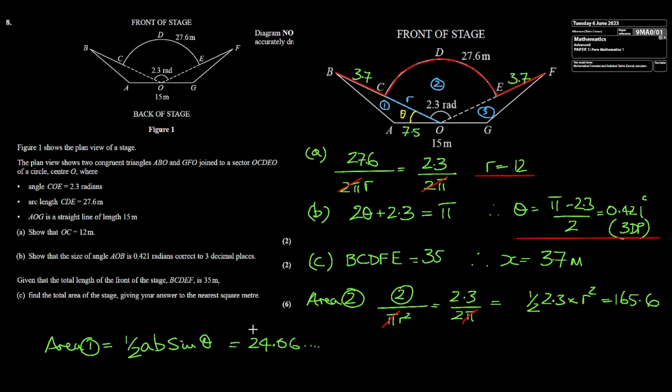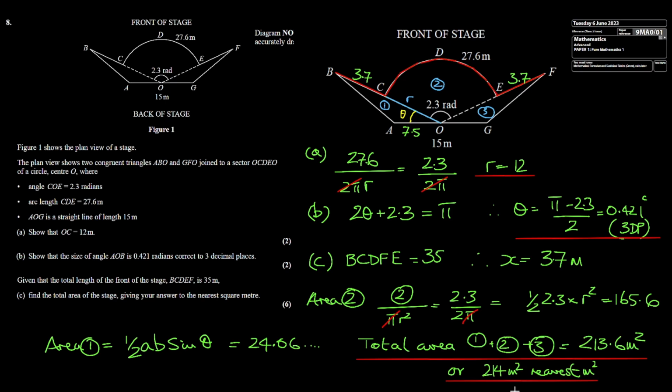So 2 of these areas, 1 of those areas, total area, 1 plus 2 plus 3. And if you pop all those values into a calculator, you get that the total area is 213.6 metres squared, or to the nearest metre, 214 metres. And that's the answer.